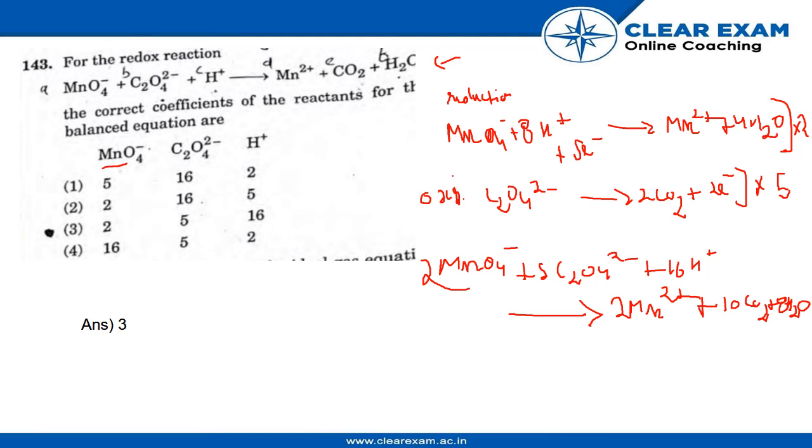Now we have to find the coefficients: for MnO4 minus it is 2, for C2O4 2 minus it is 5, and for H plus it is 16. So the correct option is the third, 2, 5 and 16. Third option is correct.